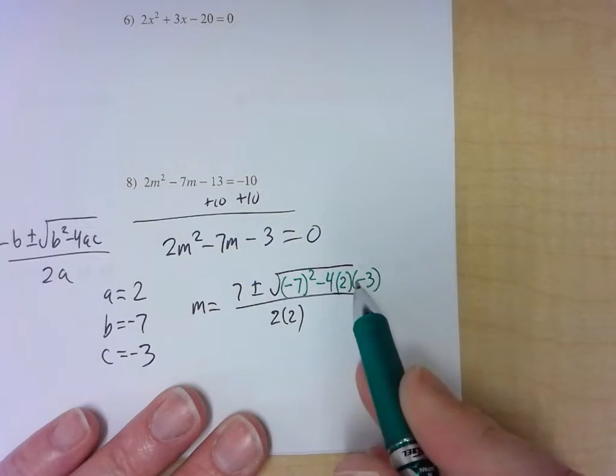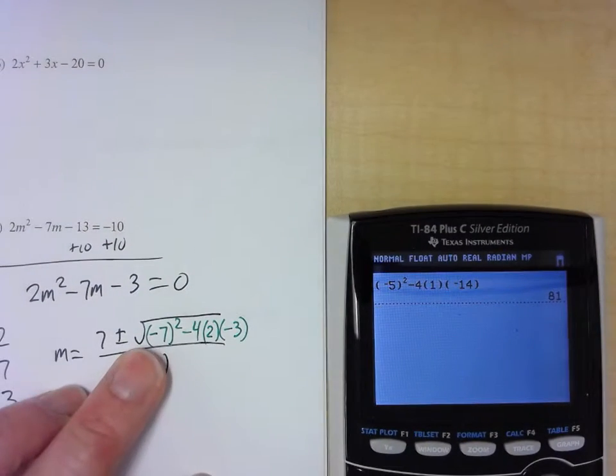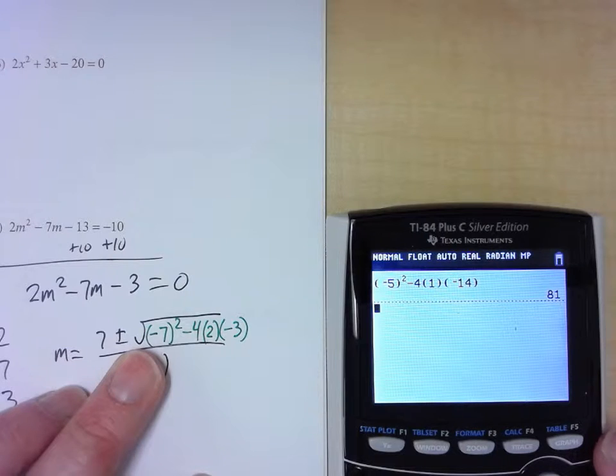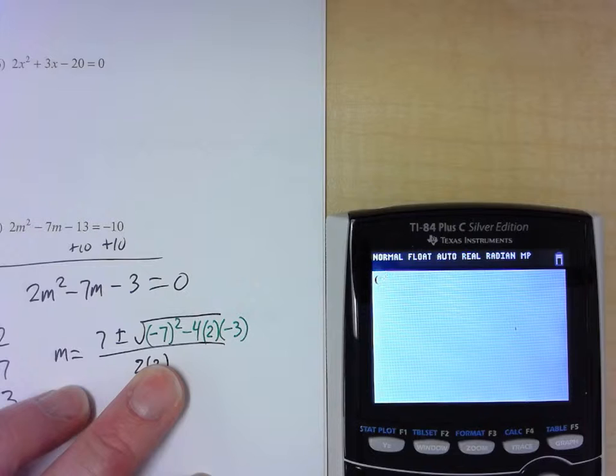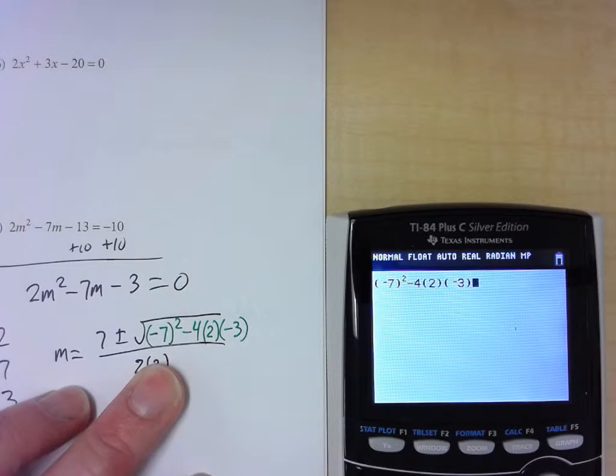So that's the part we calculate, the part underneath. So I'm going to do that again. The b squared minus 4ac. So we get parentheses, negative 7, parentheses, squared, minus 4, parentheses, a, which is 2, close the parentheses, c, which is negative 3. So notice these look different. There's the negative symbol, there's the minus symbol. They do look different. Answer, 73.